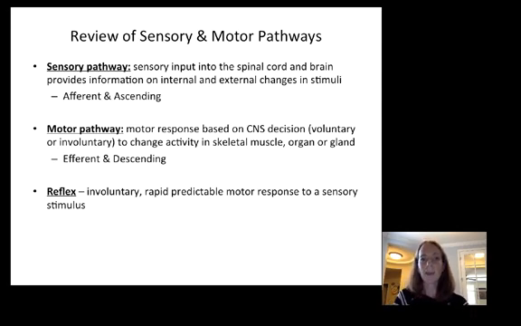So a sensory pathway is sensory input to the spinal cord and brain. It's going to provide information on internal and external changes in the stimuli. It is an afferent and ascending pathway.